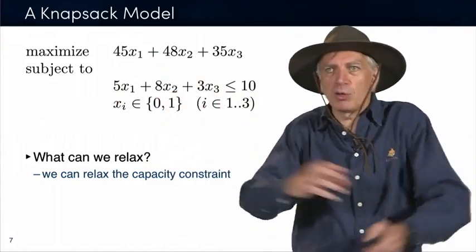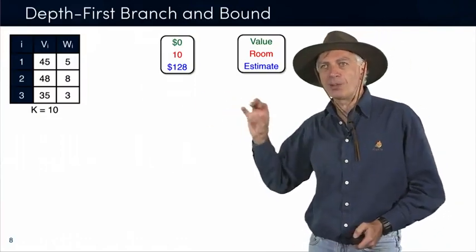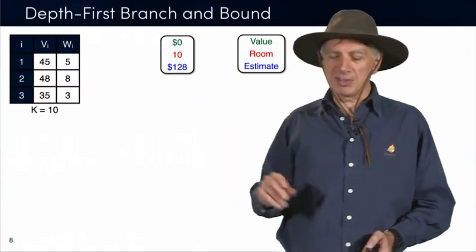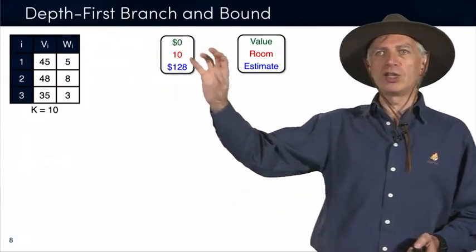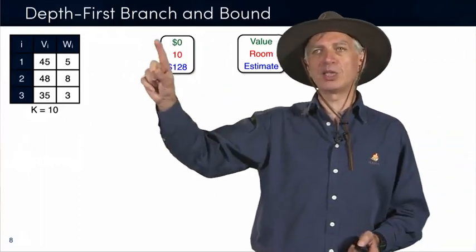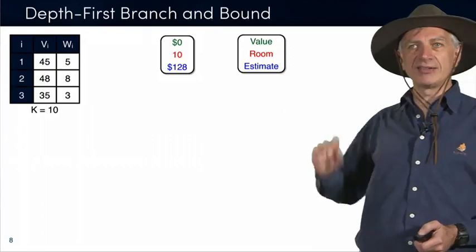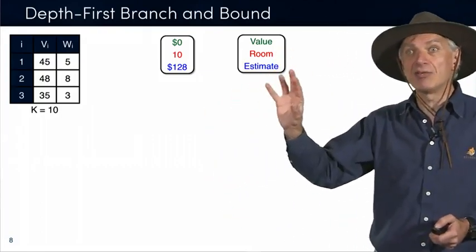Your optimistic evaluation just says, take everything you can, okay? So let's illustrate branch and bound, and this is depth first branch and bound, using this very optimistic evaluation. What you're going to see is that the nodes in the tree that I'm going to build have 3 entries: the value that I have accumulated inside the knapsack, the space left in the knapsack, and then this optimistic evaluation.